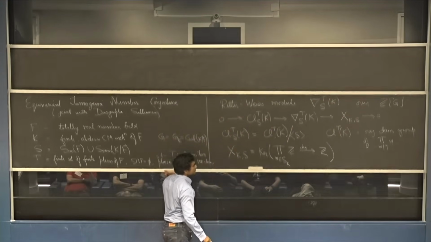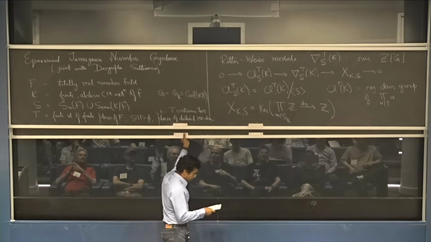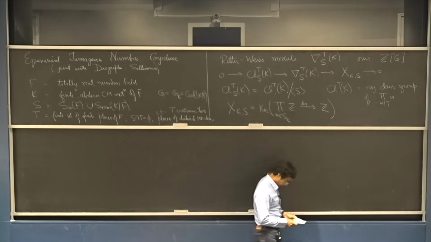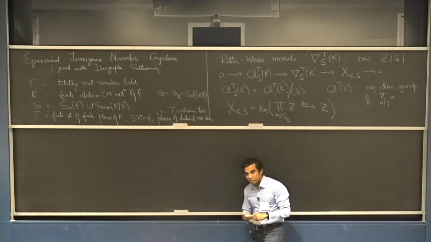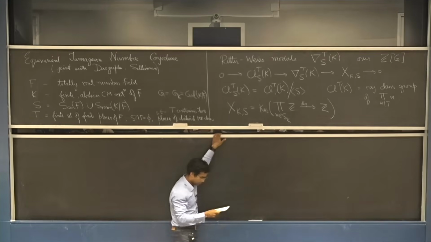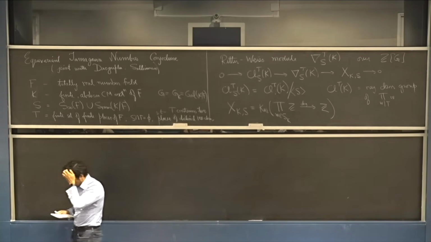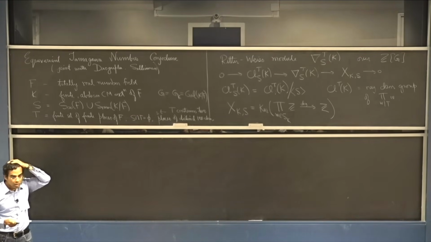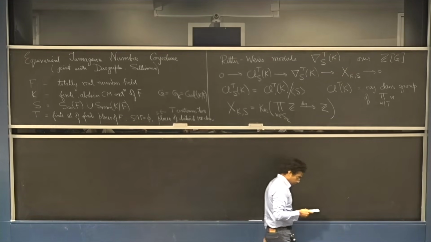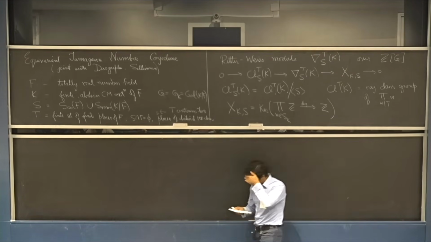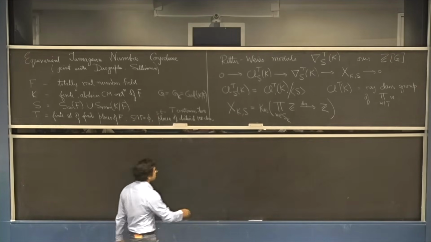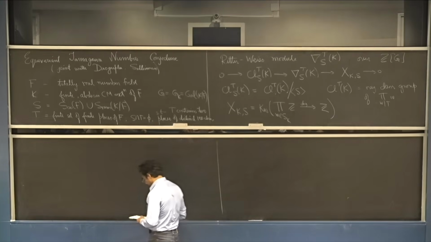Oh, this is heavy. Okay. S_K is the places of K above S. S is downstairs and this is upstairs. Okay, so that's the algebraic side, and let me tell you about the Stickelberger element that I want to work with.